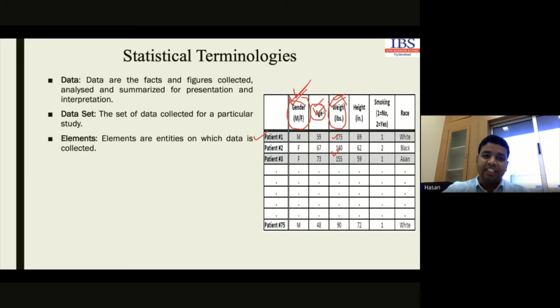Age is an element here. Weight is an element here. Height is an element here. Smoking preference is an element. Race is an element. So these are the elements under which we are going to collect the data.